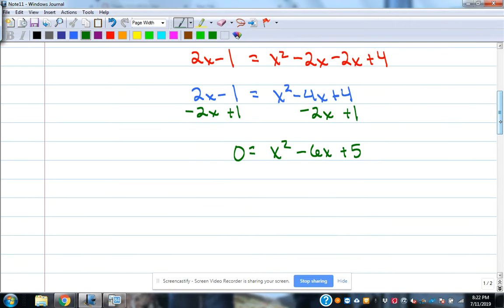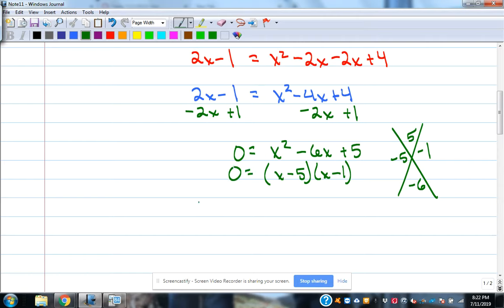And I have options here. I can use factoring or quadratic formula. If I use factoring, I'm going to use the X method. Multiply to be 5 and add to be -6. This one does factor. If it did not factor, I would be forced to use quadratic formula, which is not bad, but this one does factor, so it makes it a little bit easier. So that would be -5 times -1. So the factors are x minus 5 and x minus 1.